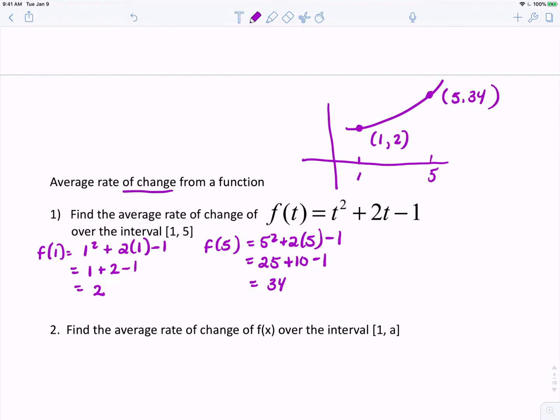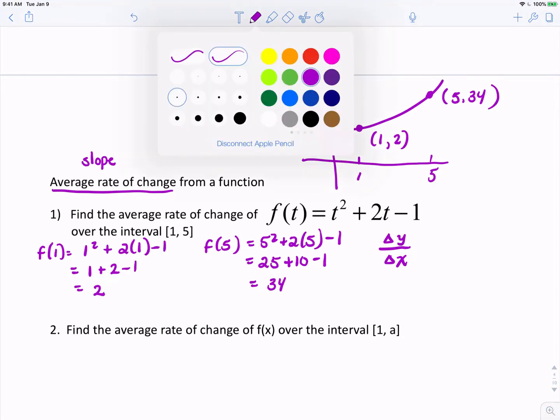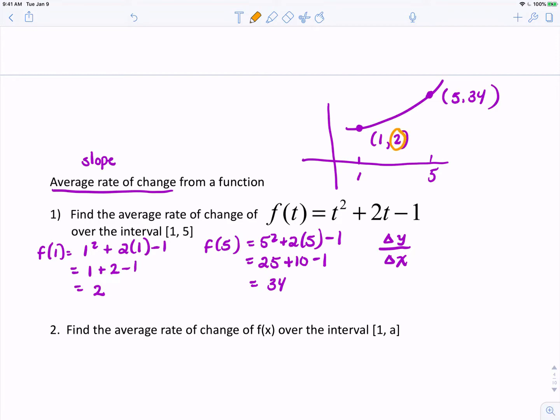Now to find the average rate of change, which again is just a familiar concept to you, the slope, we're going to find the change in y divided by the change in x. The only thing we have to be careful of is which are our y coordinates and which are our x coordinates. So here we have our y coordinates, so that's going to be 34 minus 2, divided by, and now let's take a look at our x coordinates. Our x coordinates are 1 and 5, so we have 5 minus 1. And so when we compute this, we're going to have 32, 34 minus 2 is 32, divided by 5 minus 1 is 4. And you can just leave your answer like that, or if you want, you could reduce it.